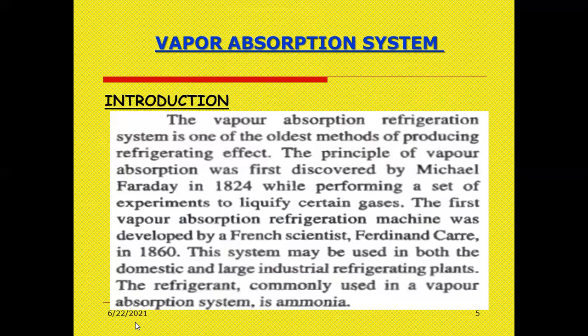The first point: in 1824, the scientist Michael Faraday first invented the vapor absorption system by liquefying some gases in experiments. Second point, the first machine was developed by French scientist Ferdinand Carré in 1860. Later, this machine was used for both industrial and domestic applications. Next, this was the oldest method of getting the refrigeration effect, and the vapor absorption system uses what type of refrigerant?